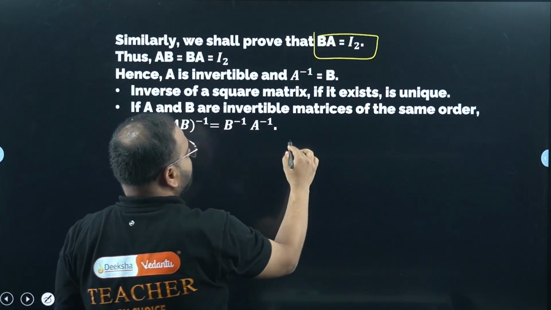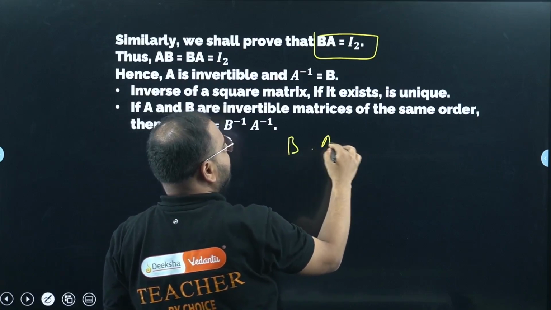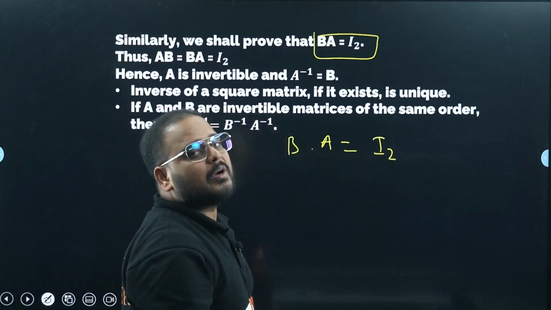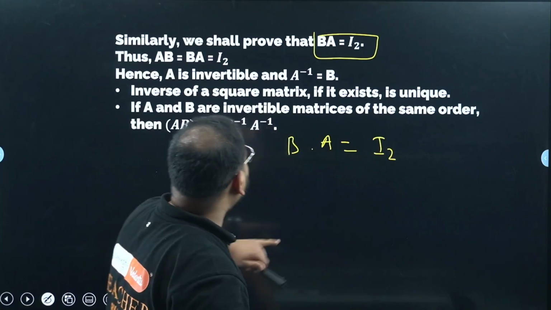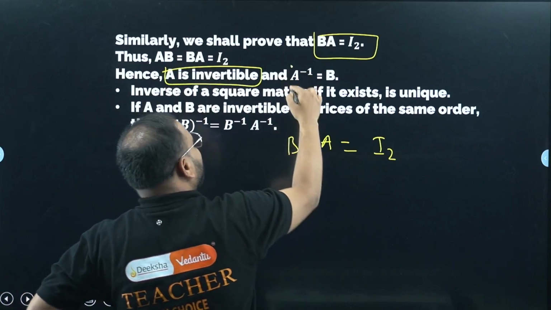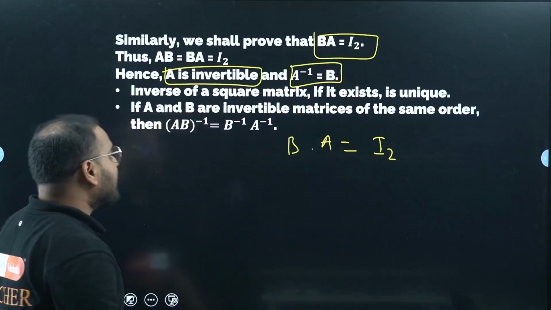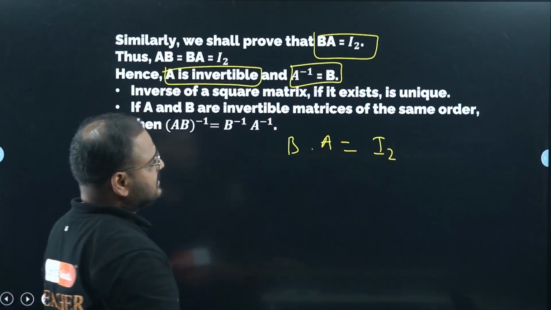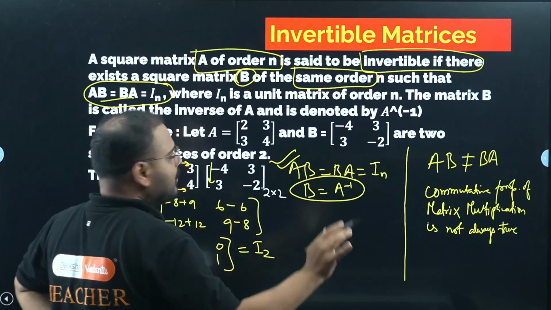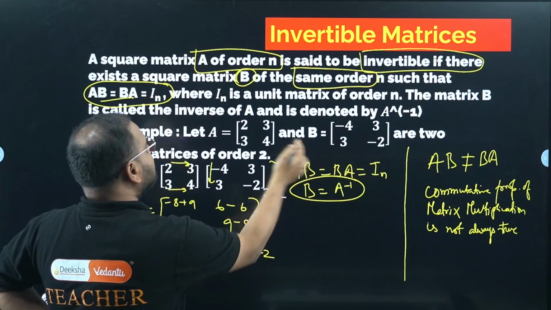In this case, we will take B first and then multiply with A, and we'll get again what? We'll get the identity matrix or unit matrix of order 2. When we do that, I can say that A is invertible and A inverse is actually B. And one more thing, whenever the inverse of a matrix exists, I can say now, because we solved it, that B is the inverse of A.